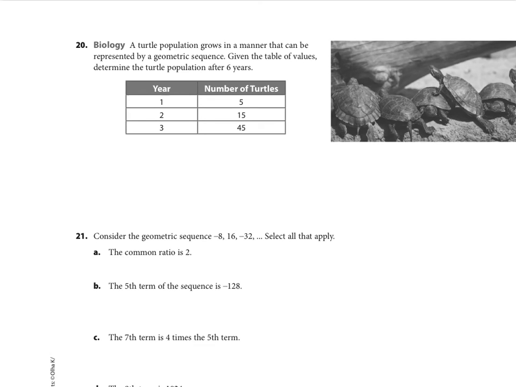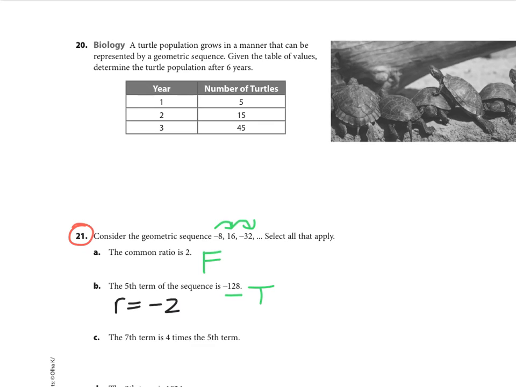I do want to look at problem number 21 here real quick. Consider the geometric sequence. Select all that apply. The common ratio is 2. That is false. Okay, because you have sign changes. So anytime you have sign changes, the common ratio is always going to be a negative. The fifth term of the sequence is negative 128. The common ratio really should have been R is actually negative 2. So to get the fourth term, you take negative 32, multiply that times negative 2, and you get 64. Multiply that times negative 2, and you get negative 128. So that is true.